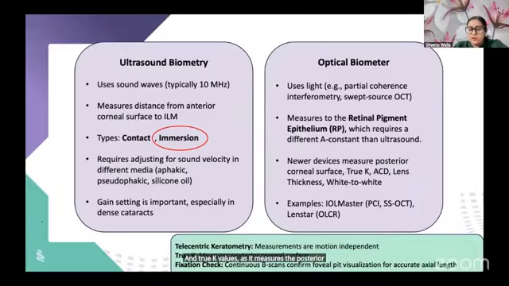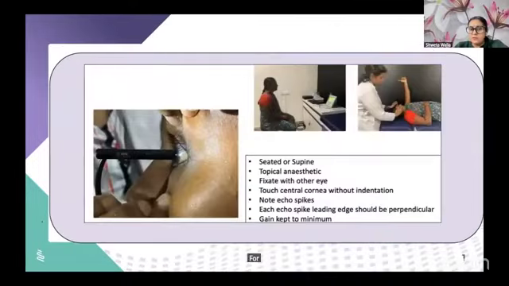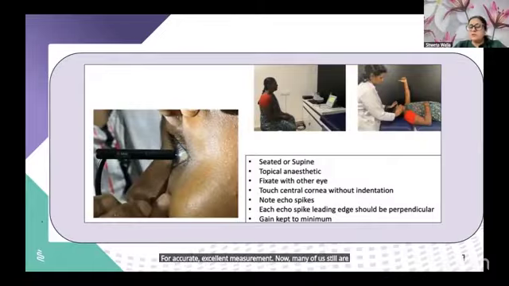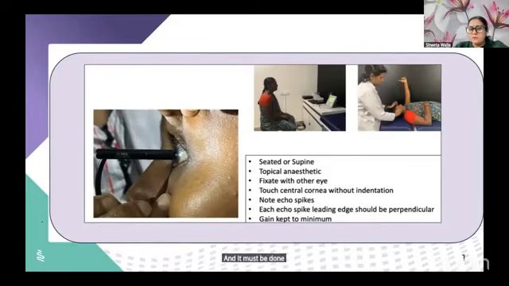as it measures the posterior corneal surface also. And there is a fixation check also, because continuous B scans can confirm the foveal visualization for accurate axial length measurement. Now, many of us are still doing contact, we are still on the ultrasonic biometer, and it must be done most accurately.